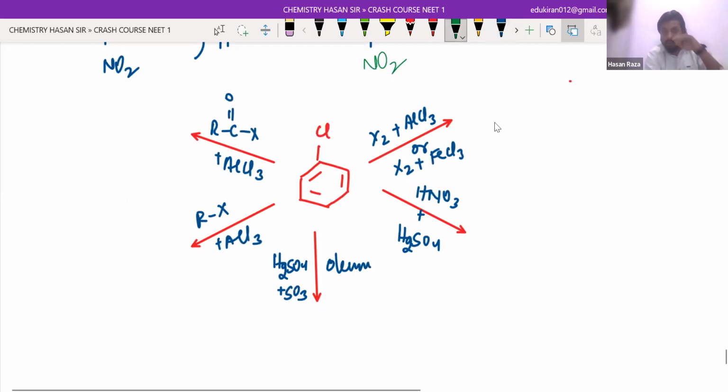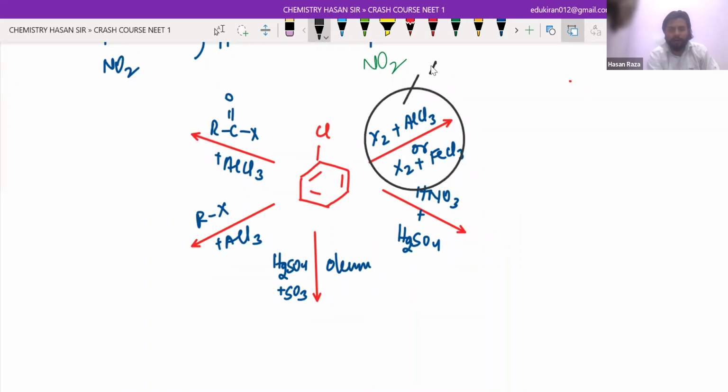If you remember this, this reagent will react with each other and form an electrophile, which is X plus. You can take X as well. If I take Cl2, it will be easier to understand. So there will be formation of an electrophile, which is Cl plus.